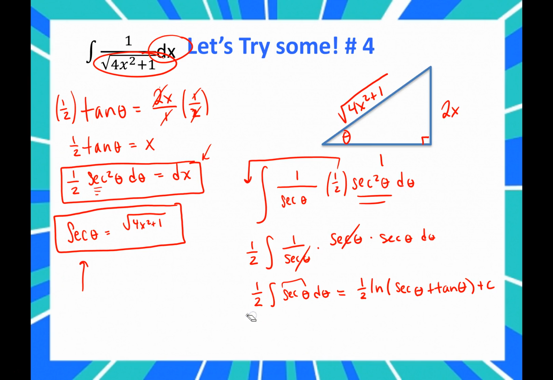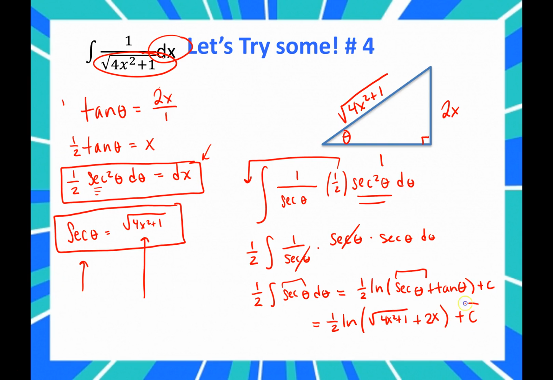All right, now we need to go ahead and substitute back in. So our answer is going to be 1/2 ln. What is secant theta? Well, I have that right here. It is the square root of 4x squared plus 1. And what is tan theta? Well, let's just go right back to our original up here. We had that tan theta equals 2x over 1. Well, that means we've got just 2x, because 2x over 1 is 2x. And then we could just go plus c.